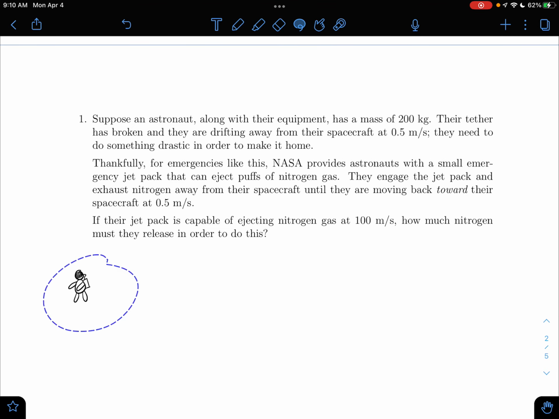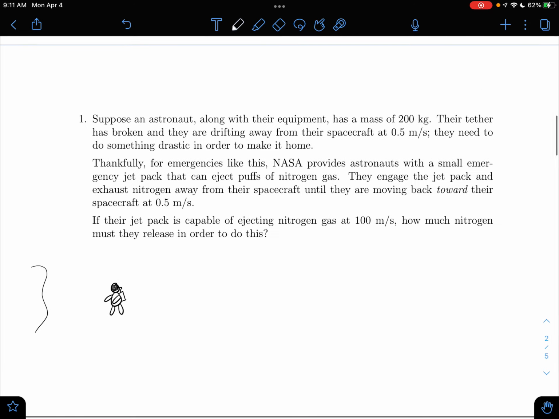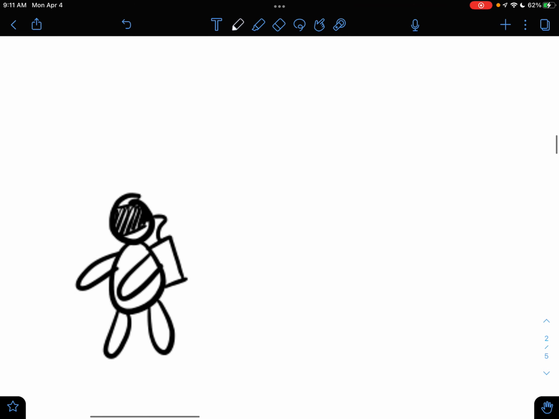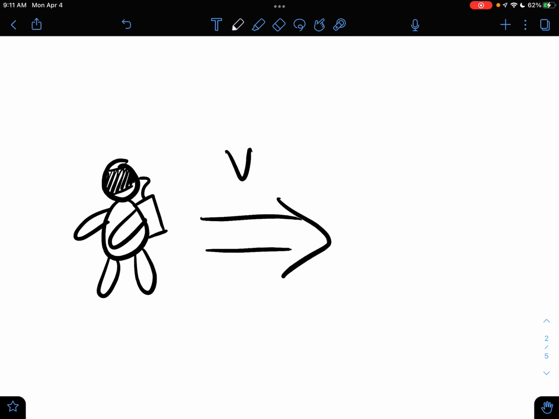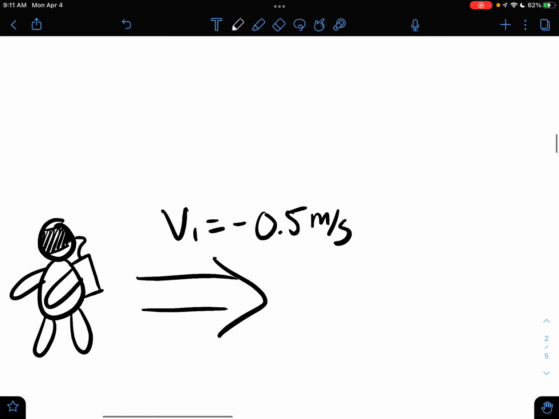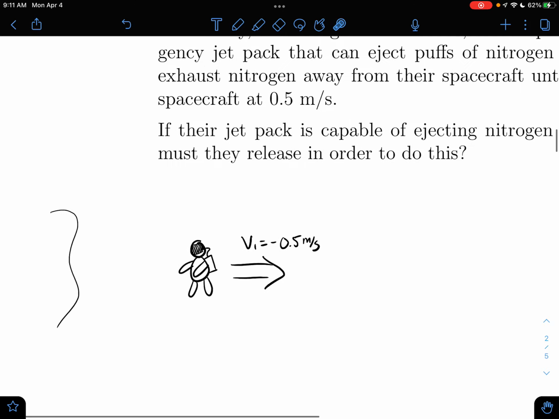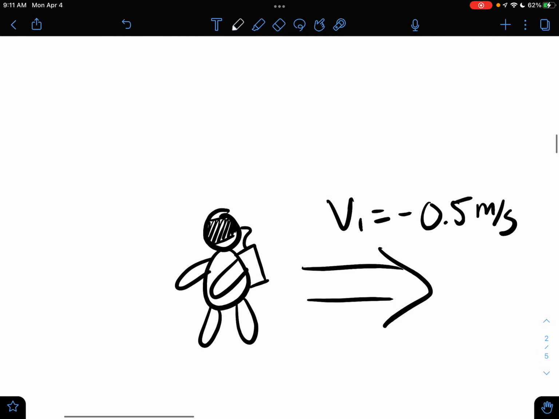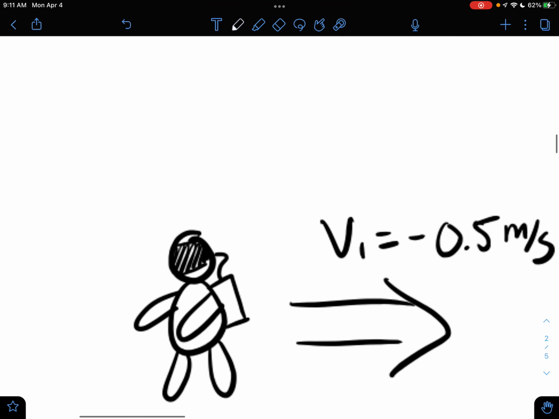There's our astronaut. And I'm going to say our space station's over here because our astronaut is currently floating away from our space station with a velocity of 0.5 meters per second. I'm just going to say away from the spaceship is our negative direction. We just have to pick a negative, and that's what I've decided to do. And the mass of the astronaut and their gear is given to be 200 kilograms.